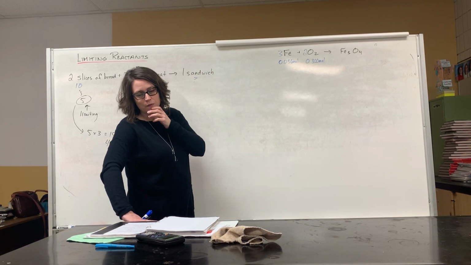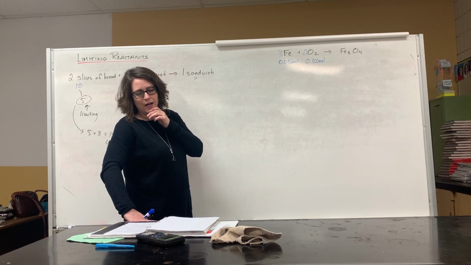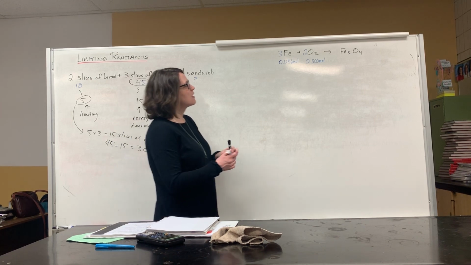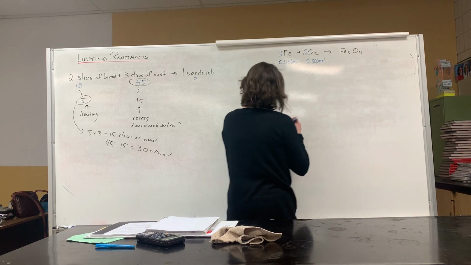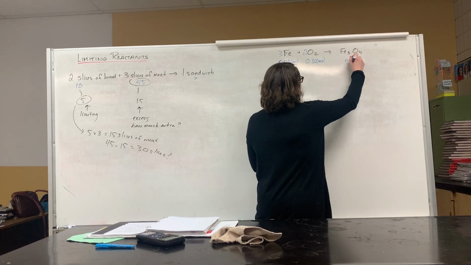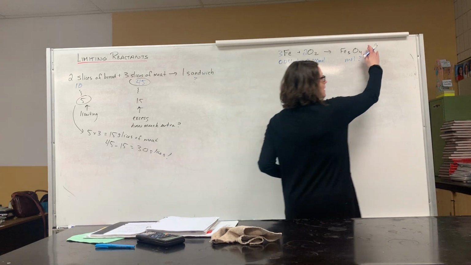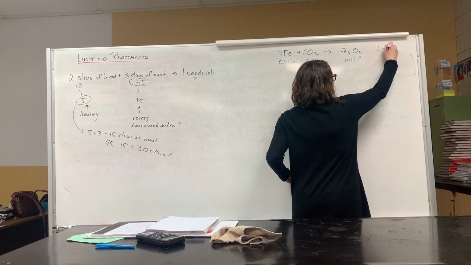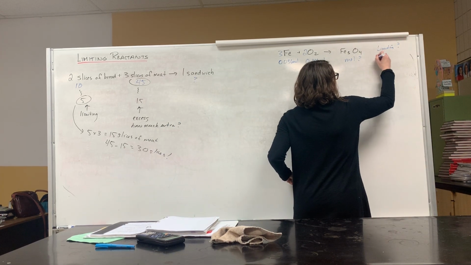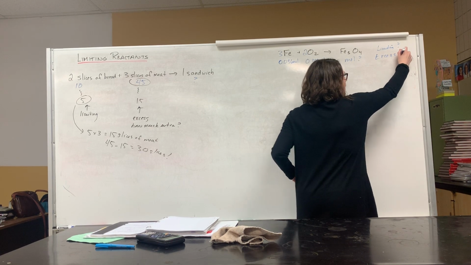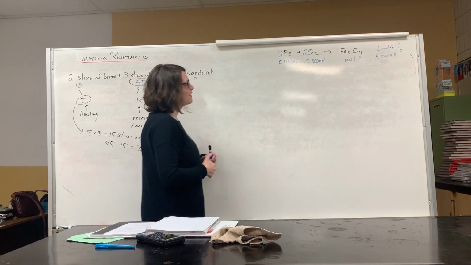So the question would be asking you, how many moles of iron oxide is produced? So how many moles of iron oxide is produced? And then the second part of the question would be, what is limiting? What is in excess? So I'm just going to put that up there so we don't forget to do it.